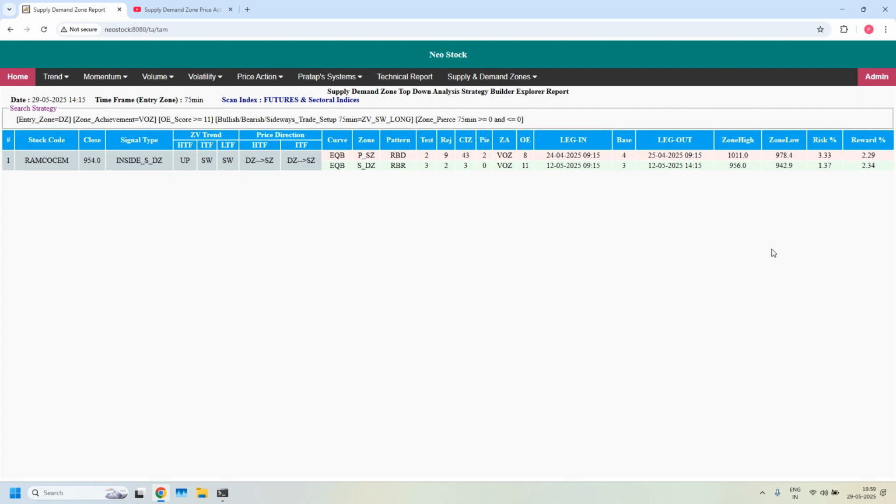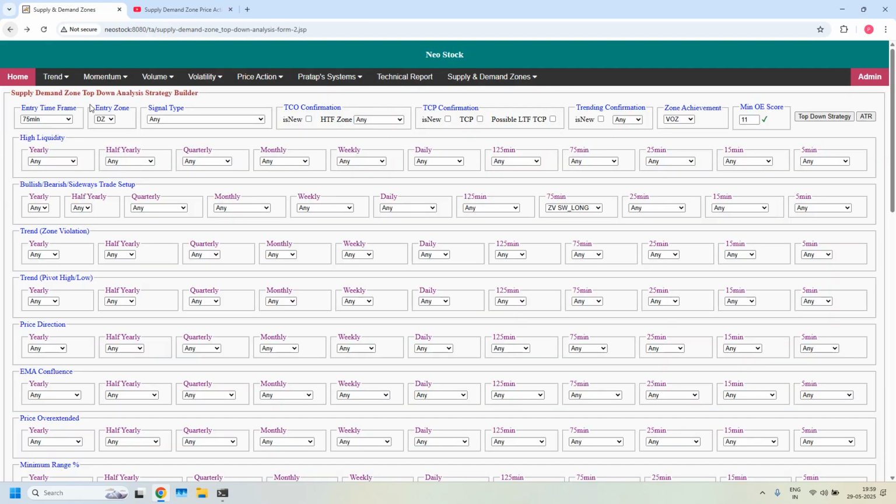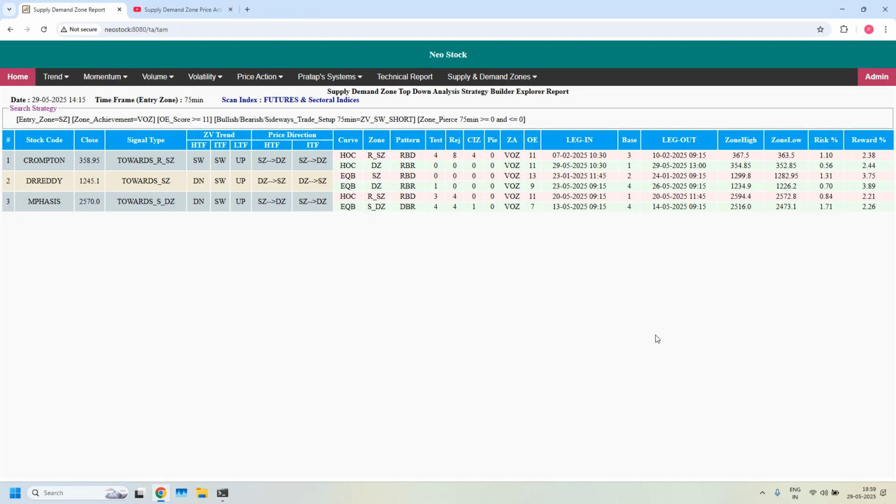Next, sideways short trade setup for weekly income trade. Entry time frame and zones are 75 minutes supply zone. And also here I am changing to sideways short trade setup. Now all the 3 filters are applied to 75 minutes supply zone. Let's filter. We got 3 stocks.